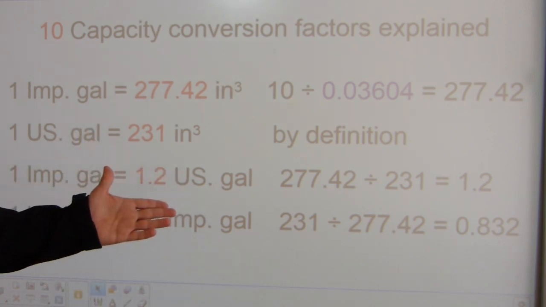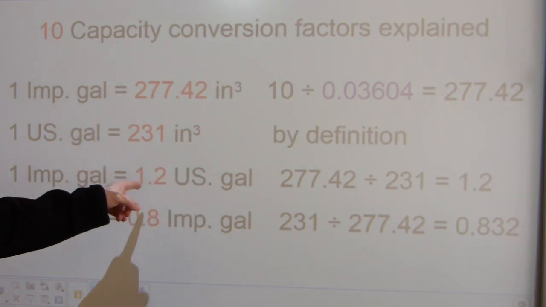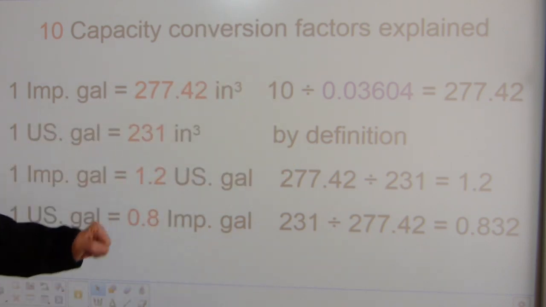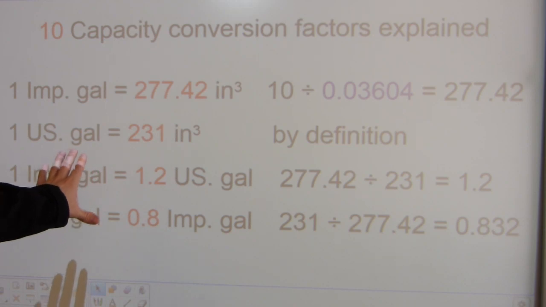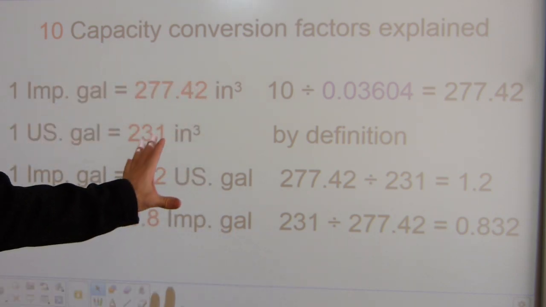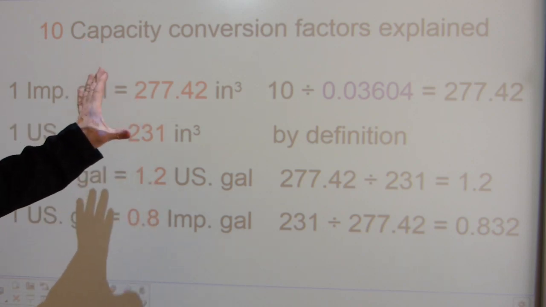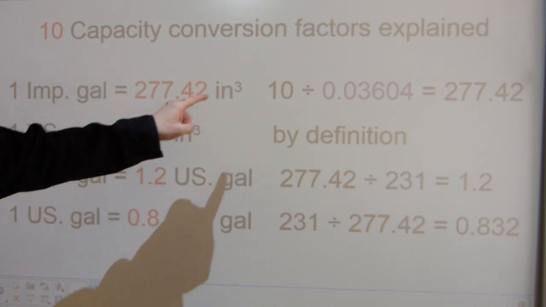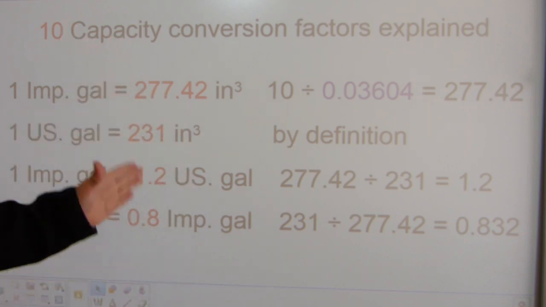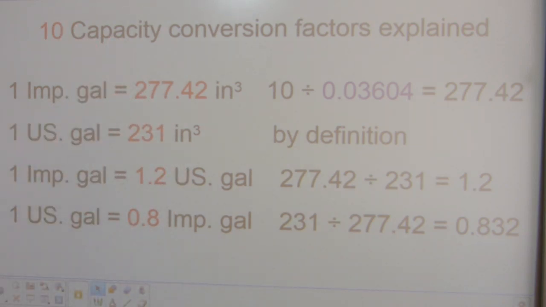You'll try it on a calculator, do try it. You're going to get 1.20009 and the rest of the digits. Same with this 0.8, so they are often rounded. Only two numbers in this whole conversion factor lineup are whole numbers, the 10 and the 231. That's it. Everything else is infinite decimal numbers. Sorry about that.